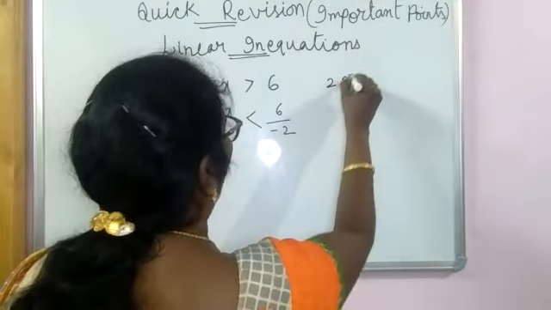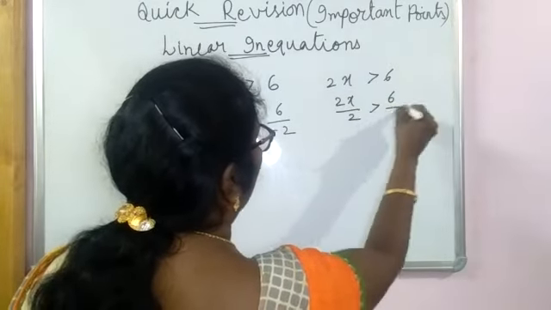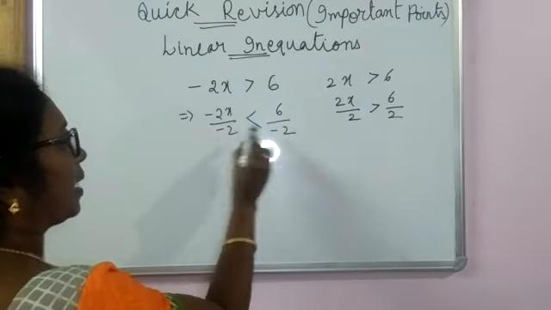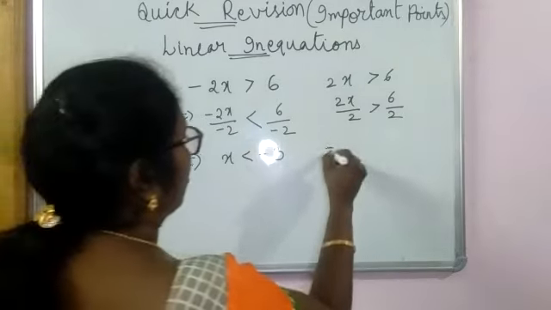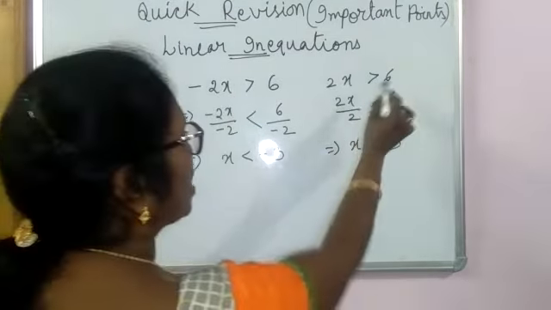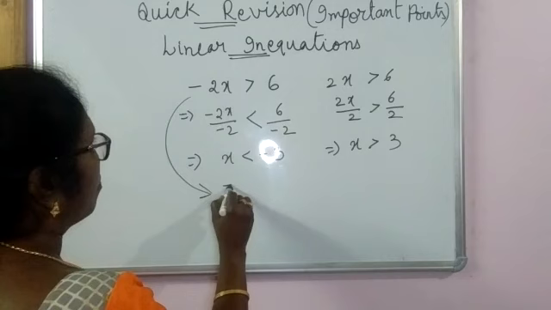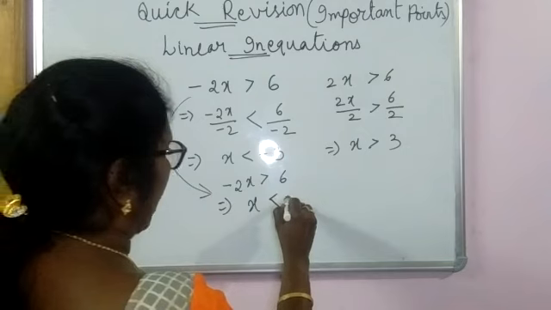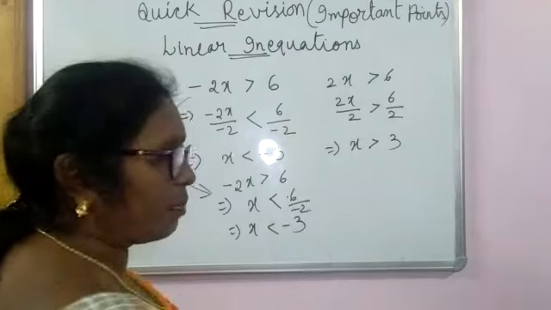If it is 2x is greater than 6, if you divide this by 2, the sign of inequality remains the same. But if you divide both the sides by a negative integer, here you will get x is less than minus 3. But here you will get x is greater than 3. Here both the sides we have divided by 2. This one we write like this: minus 2x is greater than 6, that implies x is less than 6 by minus 2. That means x is less than minus 3.